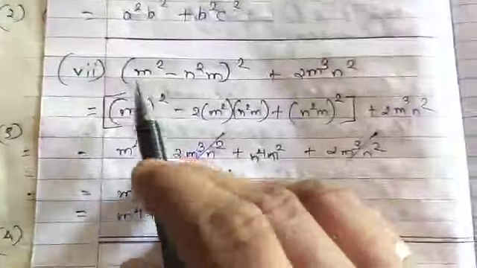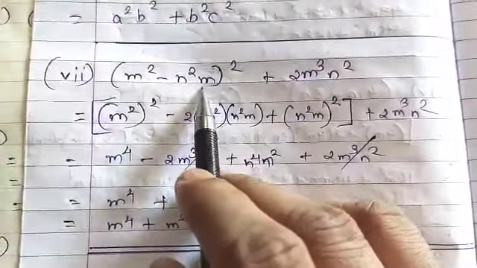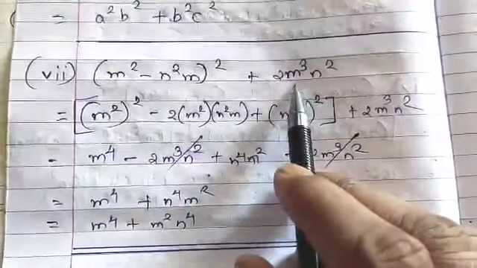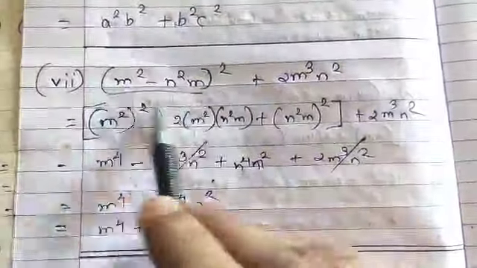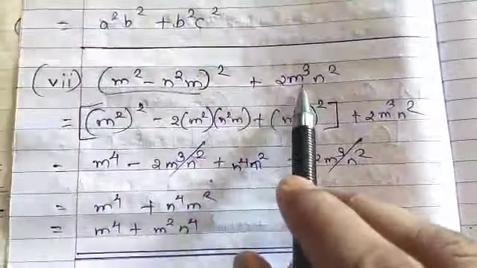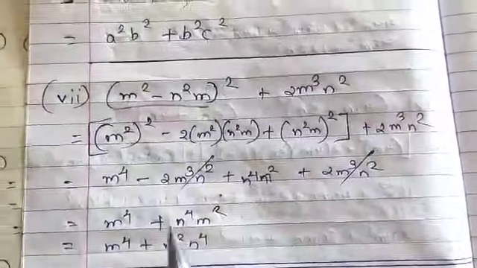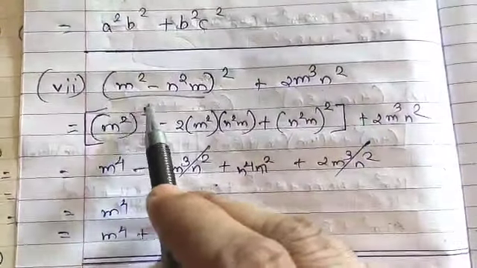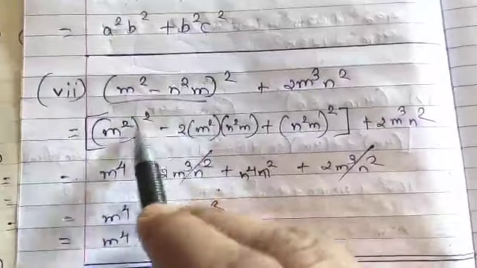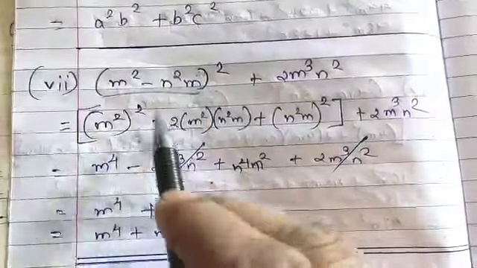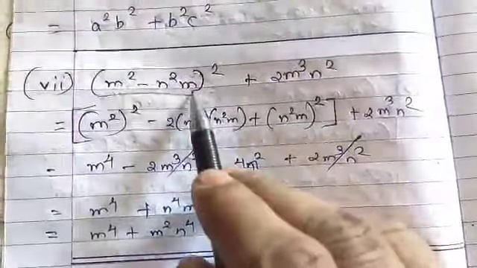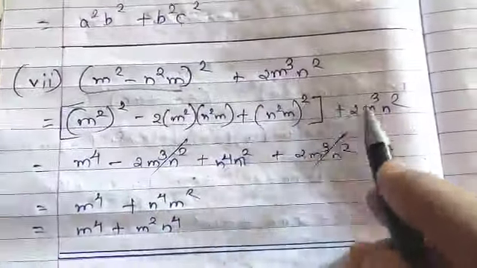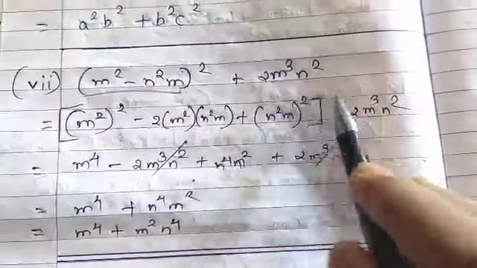Now the next one is (m² − n²m)² + 2m³n². Now here also we have to apply the identity, and here we have to resolve this bracket, and keep this value as it is. Now apply the identity (a − b)² = a² − 2ab + b², that is (m²)² − 2 × m² × n²m + (n²m)² + 2m³n².